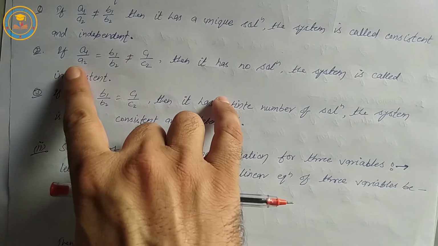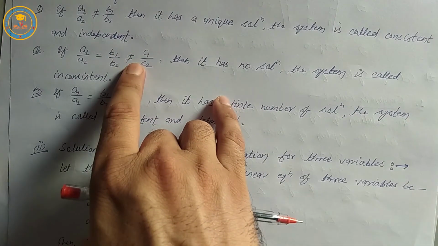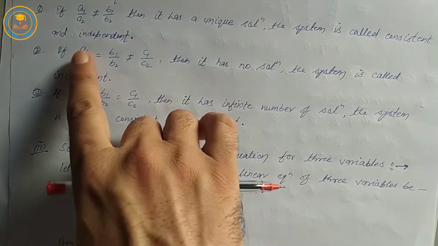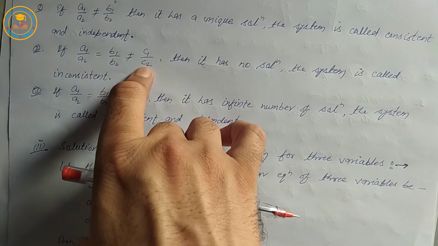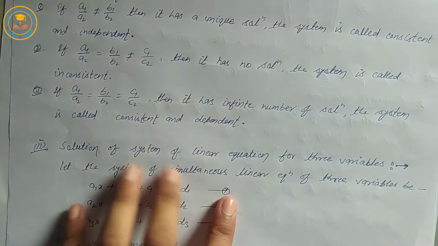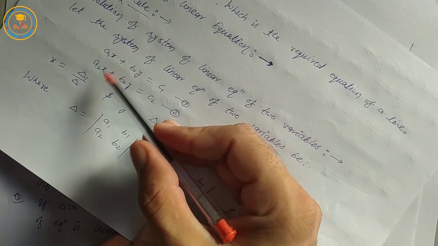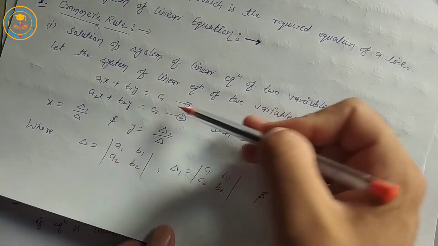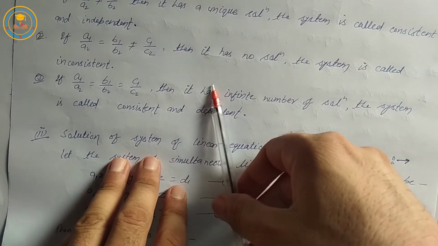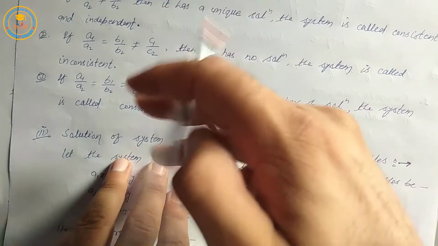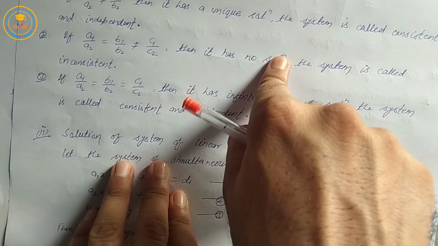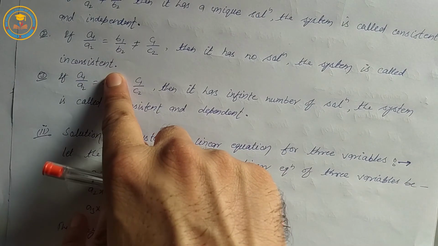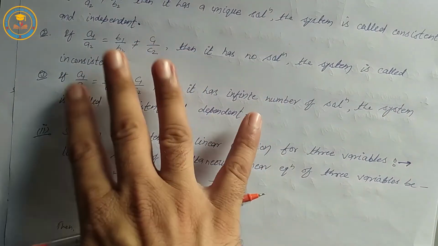Second point: if a1 upon a2 is equal to b1 upon b2 but not equal to c1 upon c2, where a1 a2 are the coefficients of x, b1 b2 the coefficients of y, and c1 c2 the constant terms, then it has no solution. When a1 upon a2 equals b1 upon b2 not equal to c1 upon c2, there is no solution. This system is called inconsistent.